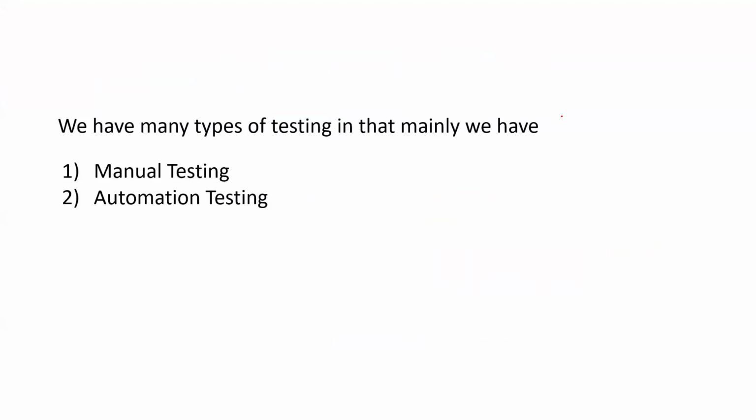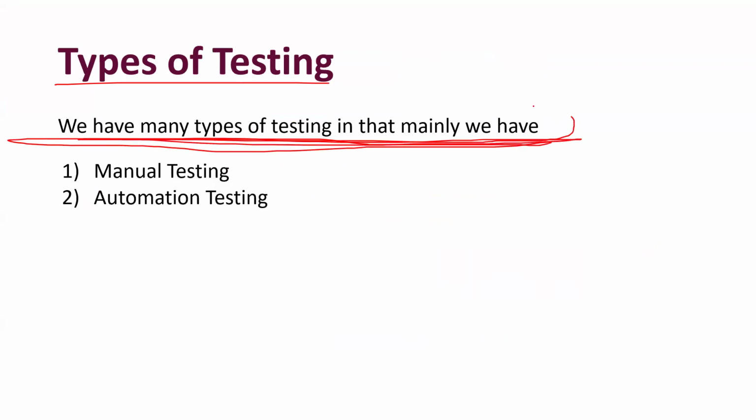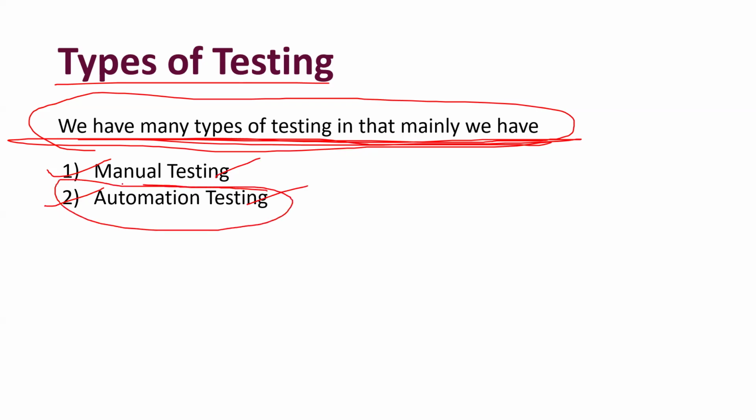Next, what types of testing do we have? We have mainly two types of testing. The first one is manual testing and the second one is automation testing. We belong to automation testing. Now, let us first understand what manual testing is.